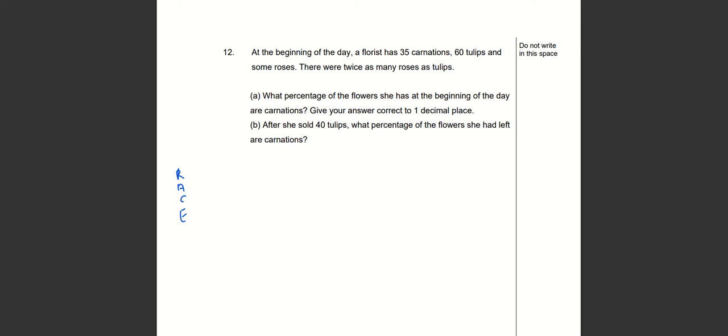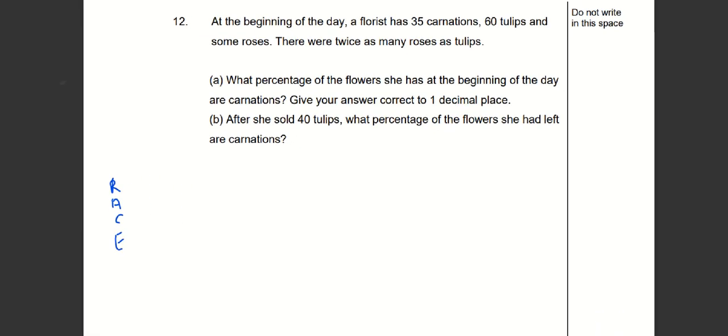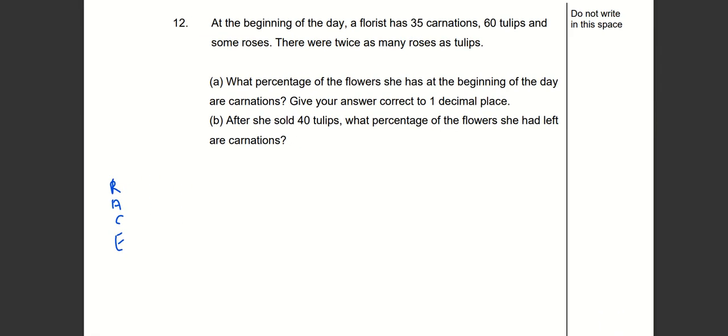At the beginning of a day, a florist has 35 carnations, 60 tulips, and some roses. There were twice as many roses as tulips. A. What percentage of the flowers she has at the beginning of the day are carnations? Give your answer correct to one decimal place. B. After she sold 40 tulips, what percentage of the flowers she had left are carnations? Okay, so you can see this question here, it's a percentage question.